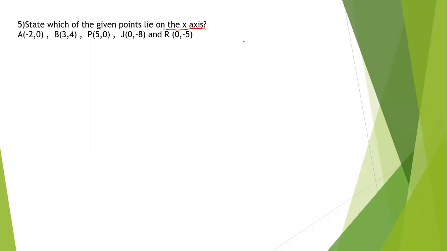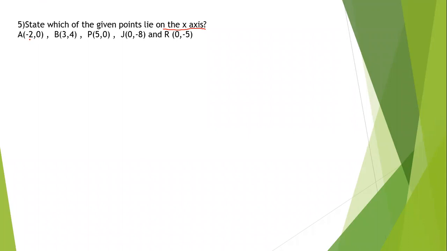I'm repeating again. If the point is on the axis, then either x-axis or y-axis, one of the coordinates will be 0. Then which one will be 0? So if the point is on the x-axis, the y coordinate will be 0. And if the point is on the y-axis, then the x coordinate will be 0. So let's solve this sum also.